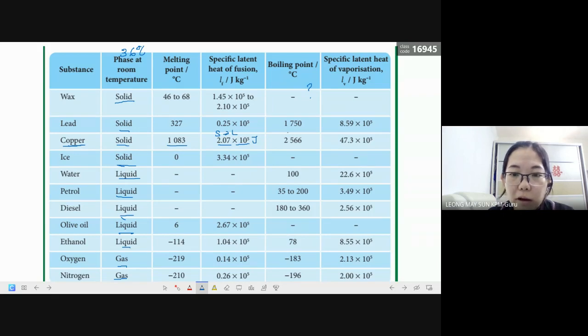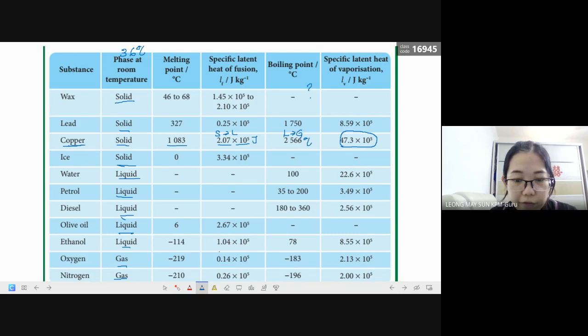And then it will boil, become liquid to gas, at 2566 degrees Celsius. At this position, for it to become liquid to gas, it needs to absorb 47.3 times 10 to the power of 5 joules of heat energy per 1 kg of copper. So you can see that the specific latent heat of vaporization, the amount of heat energy required per kg, is greater when changing from liquid to gas, compared to solid to liquid.